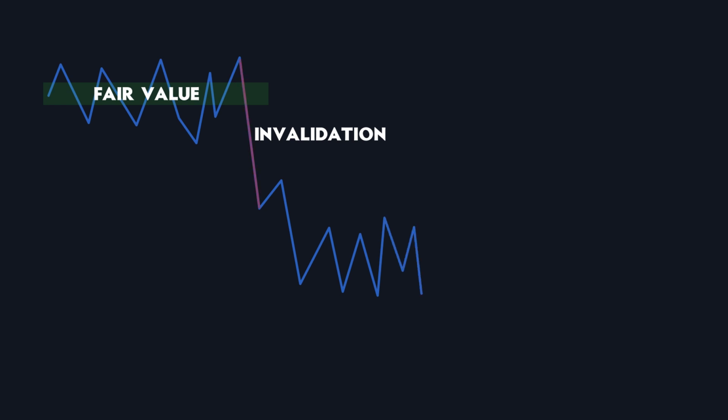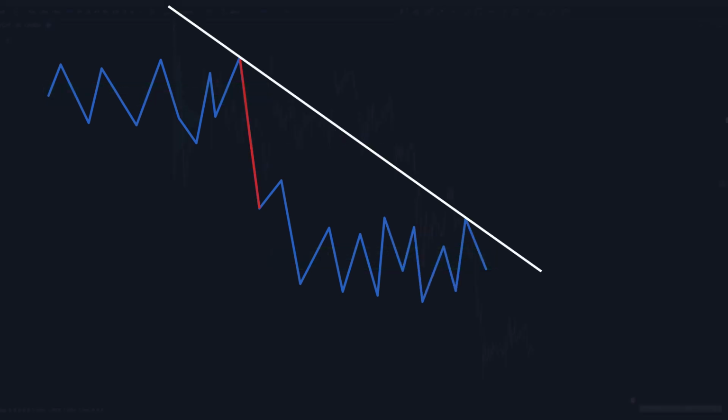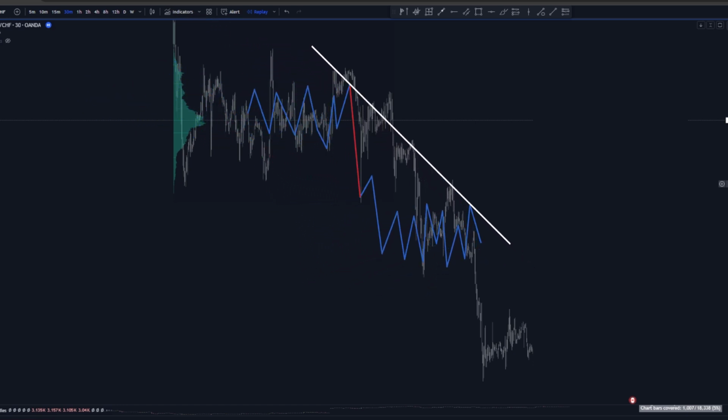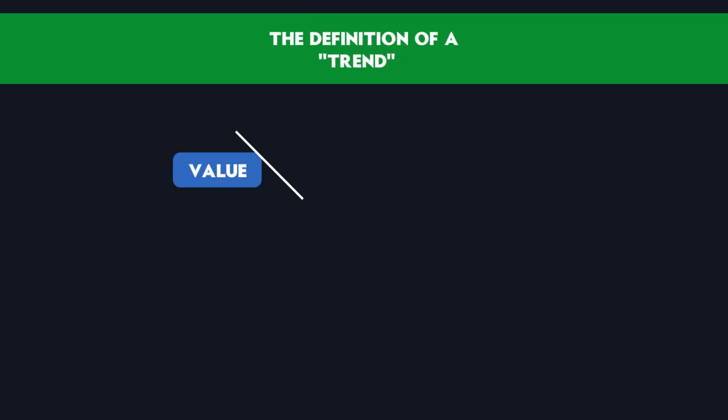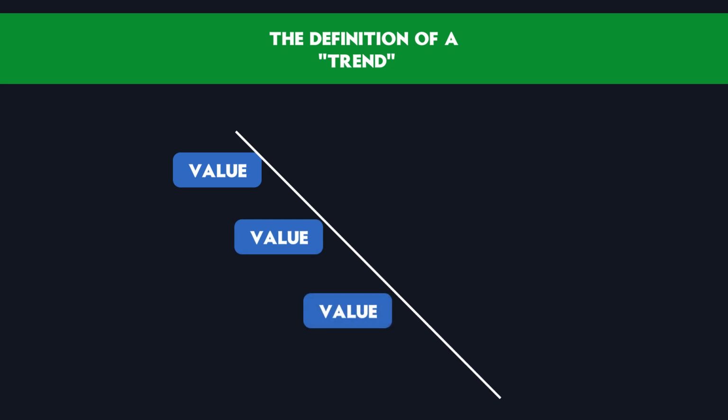If the value finding process is successful, the market will run invalidating old fair values and forming new fair values. This is the process that everyone knows. It's called trending, or if you draw a line, it's called trend. The definition of a trend is formation of new fair values in a specific direction, which shows the mentality of the majority.